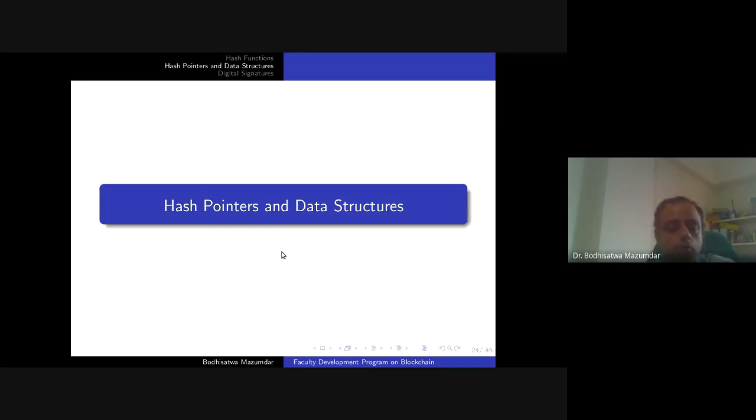So now we come to the next topic called hash pointers and data structures. Okay, how in a blockchain system the records are kept. What are the data structures that are used to save a record?